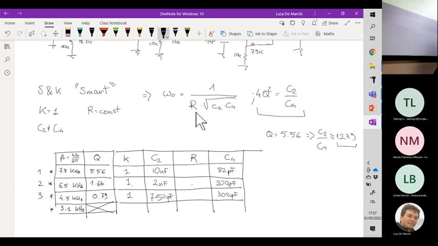Okay? Once you have set this ratio, you can then pick the desired value of R in order to be compliant with the specification on the angular frequency, omega null. So in the first case, you need a resistor which is 20.5 kilo. In the second case, you get a sufficiently good approximation if R is 36.5 kilo. And in the third and last case, it is okay if you set R equal to 75 kilo.